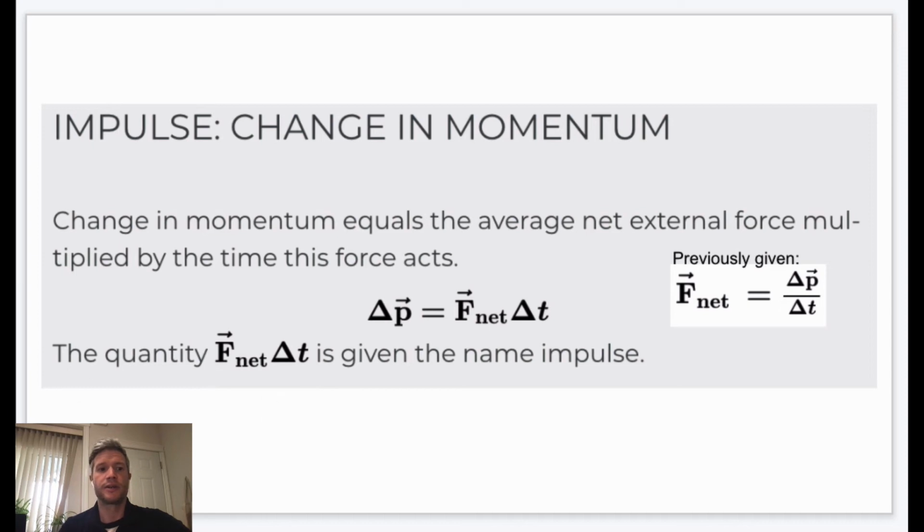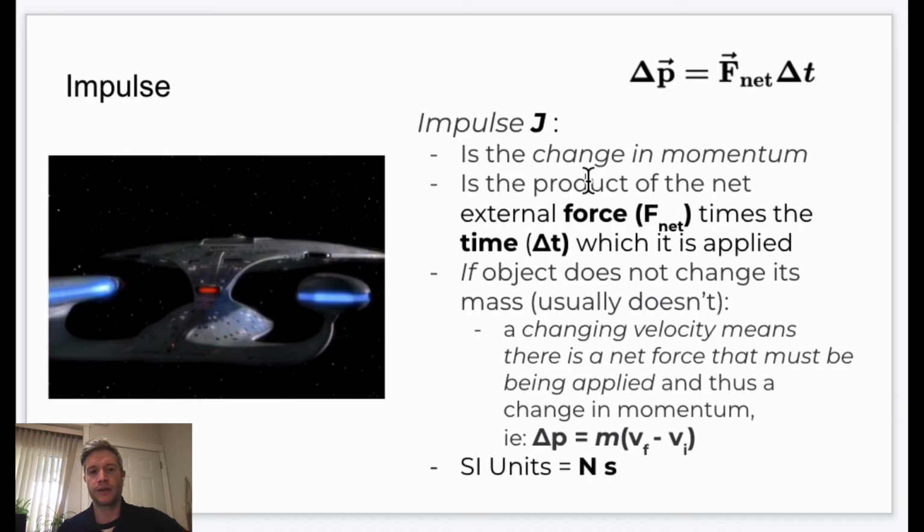Okay. Let's see how that looks. Okay. So if the mass of an object does not change, which it usually doesn't, we can use this and assume it to be true. So we can rewrite the change of momentum equals mass times the velocity final minus velocity initial, which we already used in the last question that we did. But ultimately, impulse is noted with a large J or change of momentum.